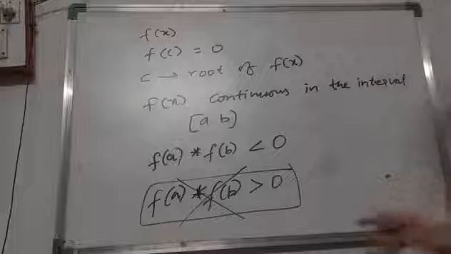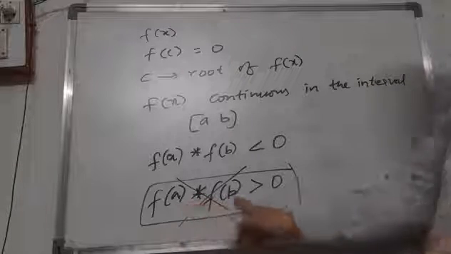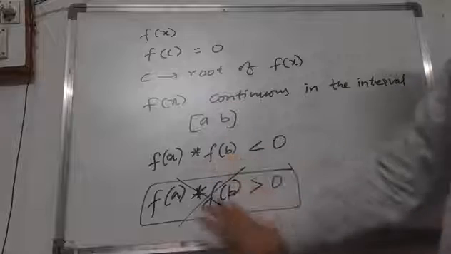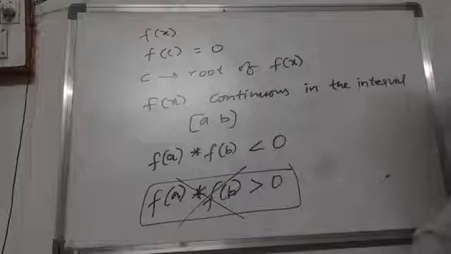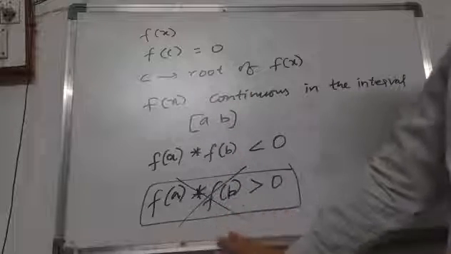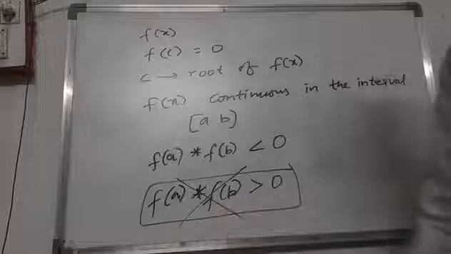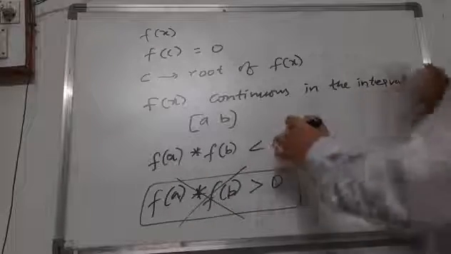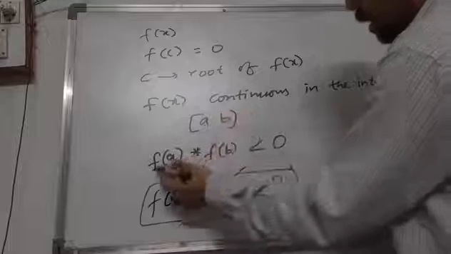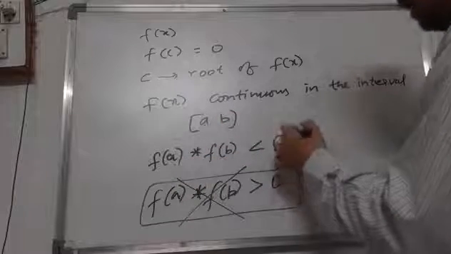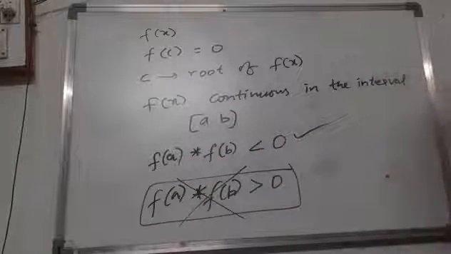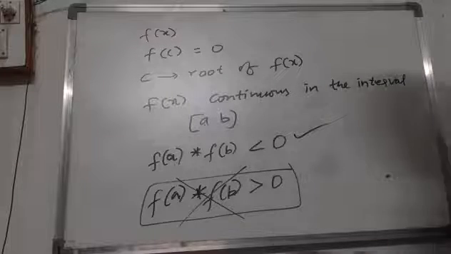Okay, we should not choose values such that their product is greater than 0. If you choose that, it is not the bisection method; you are following a different method. So when you choose the values a and b such that their product is less than 0, then only you are going to solve the function according to the bisection method.